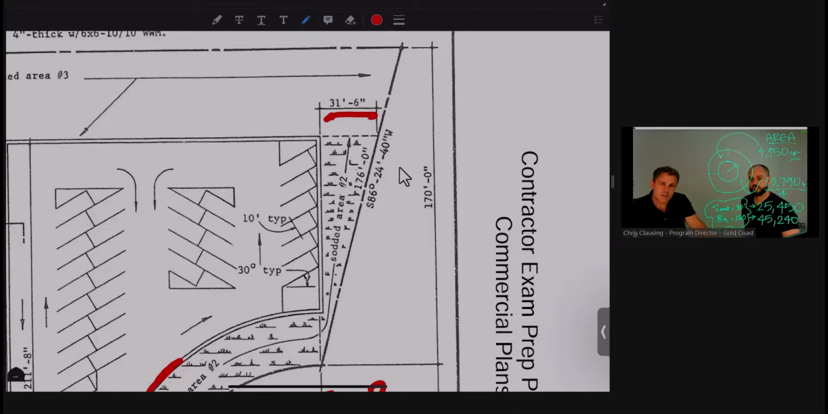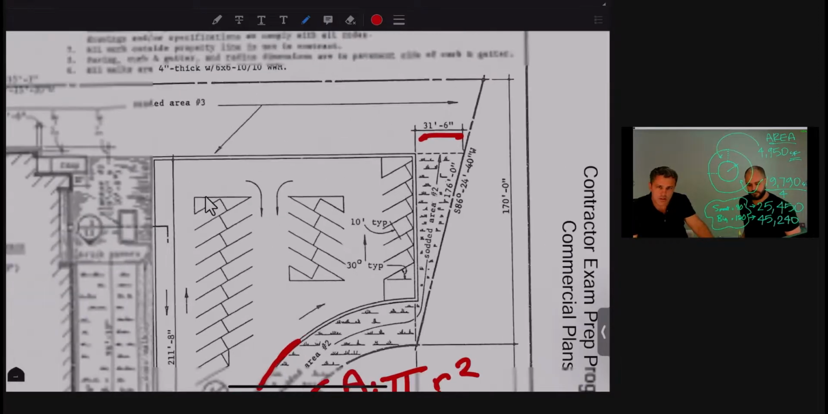Now they give us the dimension line here and here, as 170 feet. But that's not to the triangle. That's not telling us what we need, but it's giving us some bit of information. This is an example of when we're going to have to use other dimensions on the plan to find a missing dimension that's not there. If you zoom out on that plan a little bit, there's multiple ways to do this.